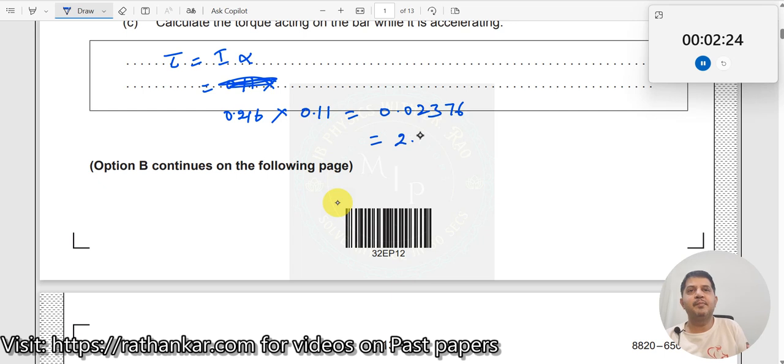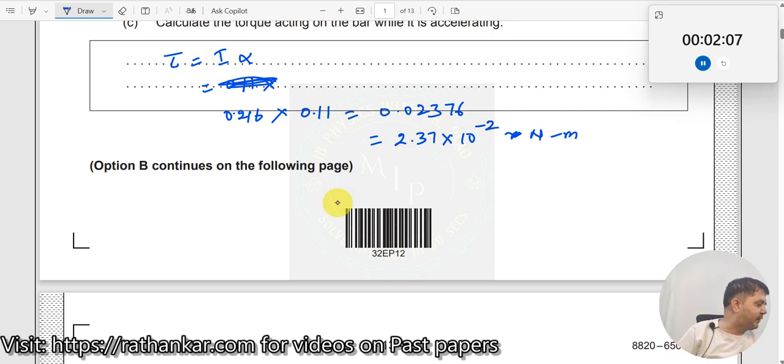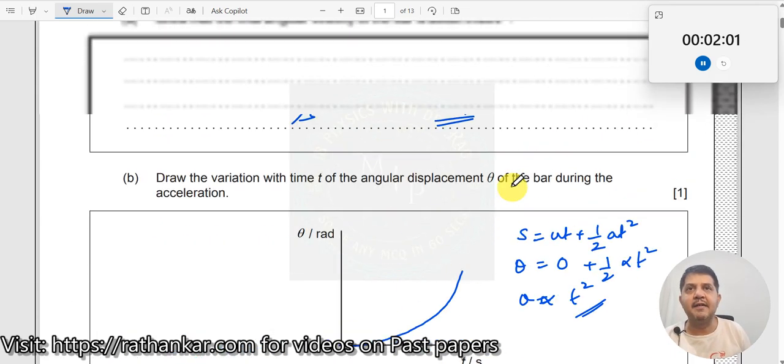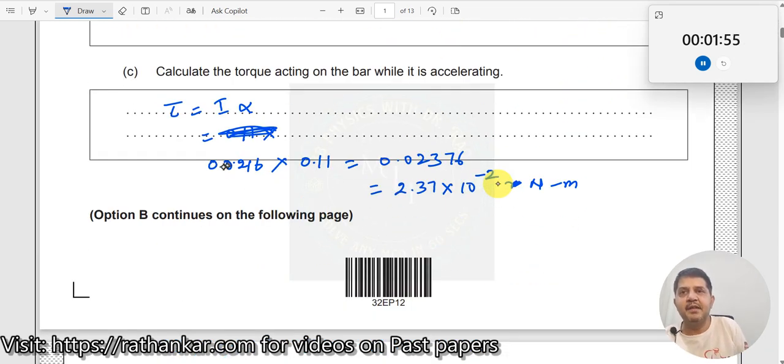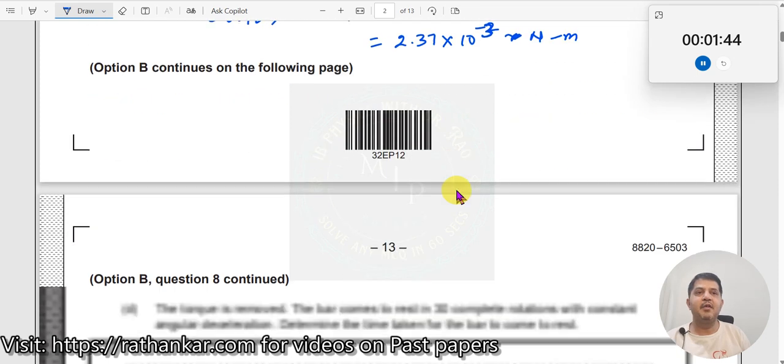0.02376, which is 2.37 into 10 to the power of minus 2. What is this now? Tau. Tau is nothing but torque, which should be Newton meter. What is the mistake I have made? Let me check what is the value here. 0.0216. Oh my god. Okay, I made a mistake here. There should be 0.0216, which means there will be one more 0 over here, which will lead to 2.37 into 10 to the power of minus 3 Newton meter. Now it's correct.